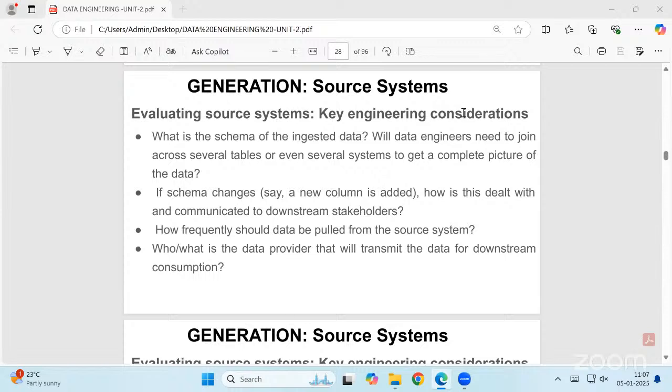If the schema changes, I told you what schema is: table. Schema is the technical word; in normal terminology we say it as a table. If the schema changes, it means the table changes. Table changes means a new column is added to the existing table. Say a new column is added.